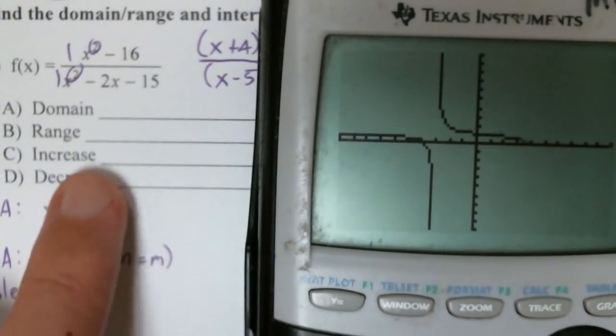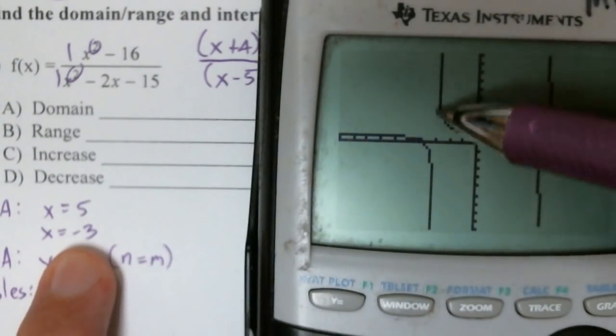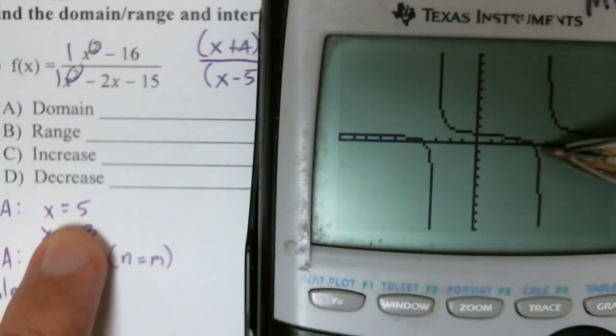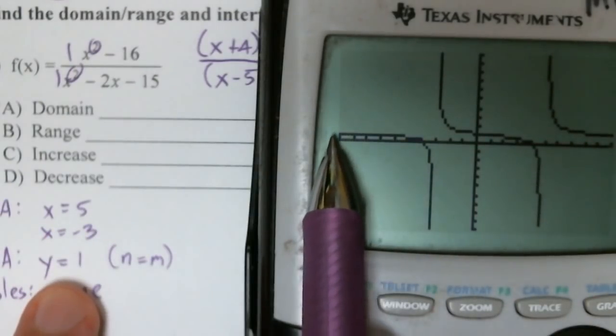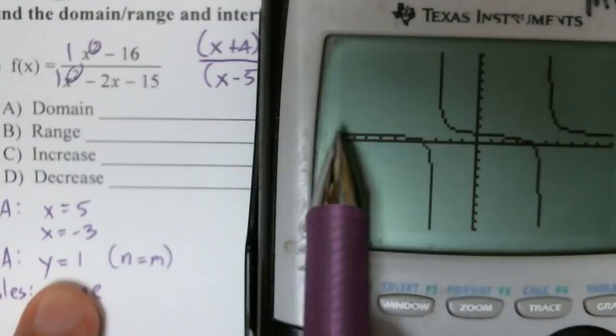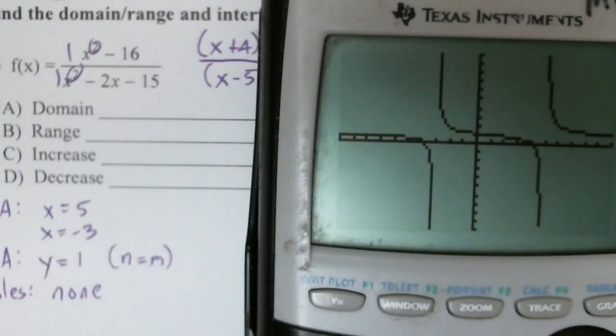Okay, so there's my vertical asymptote at negative 3. There's my vertical asymptote at 5. And here's my horizontal asymptote at y equals 1. So that makes sense. I'm feeling good about it so far.